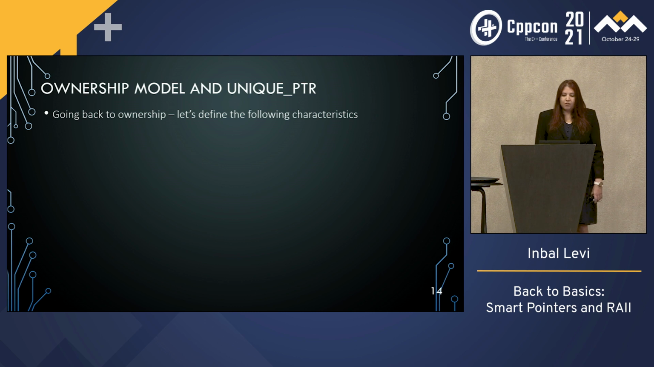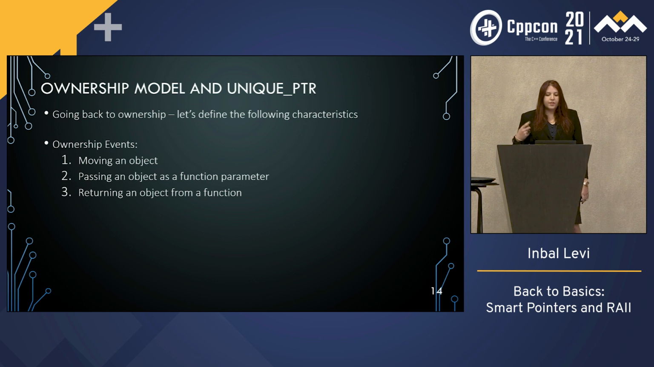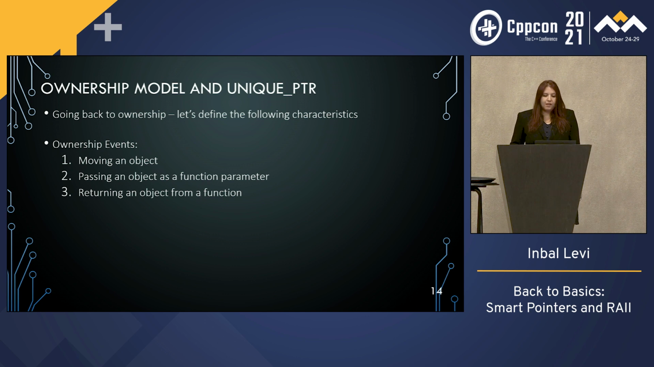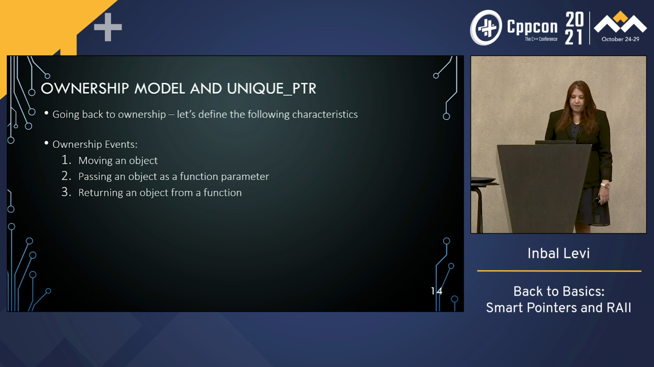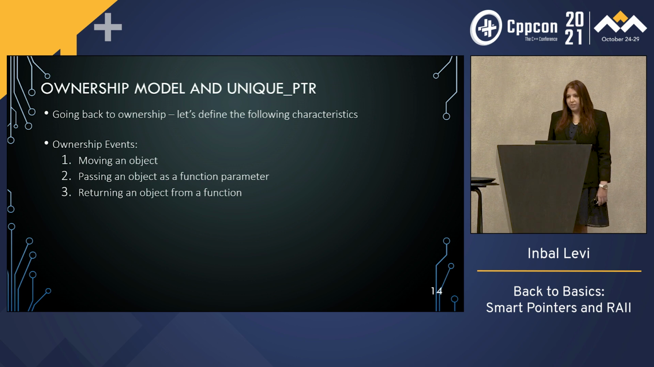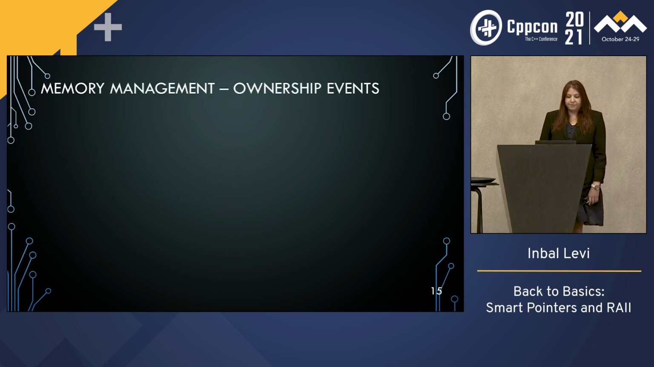Okay, going back to ownership, let's define the following characteristics. When I look at ownership, I'm thinking of it in terms of events, and I want to share with you that way of seeing ownership. I think that ownership events can be, for example, moving an object, passing an object as a function parameter, and returning an object from a function. In each of those things, we are creating a point of decision in our program, so we have to address that.